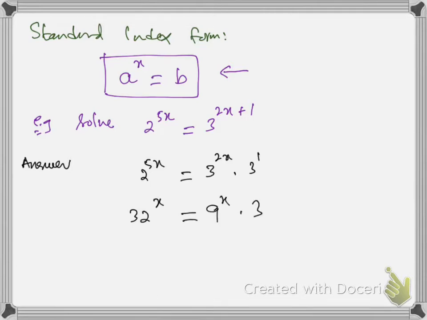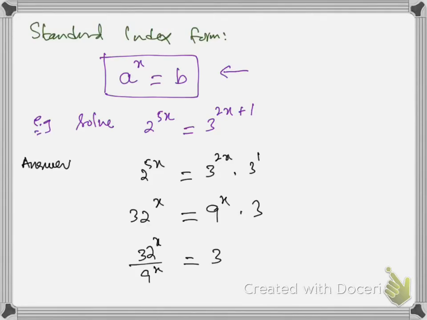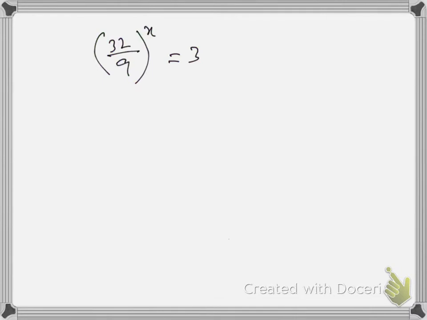Now we have to bring this 9 power x to the left side so that we can take the powers common. Now we have 32 upon 9 whole power x is 3. Now we have got the standard index form. Now we can take logs on both sides to get the value of x.